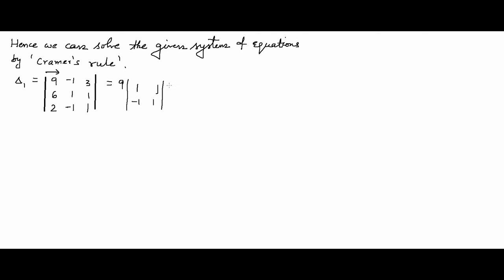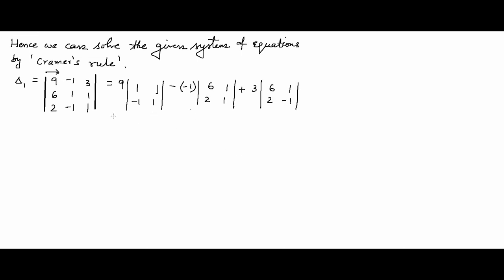The next sign will be minus. The next element is minus 1. For minus 1, which is in the second column and first row, we need to eliminate the first row and second column. The remaining 4 elements we have to write in the form of a determinant. The last element, with plus sign, is 3. Leave out the first row and the third column where 3 is present. The remaining 4 elements, 6, 1, 2, minus 1, we have to write in the form of a determinant.